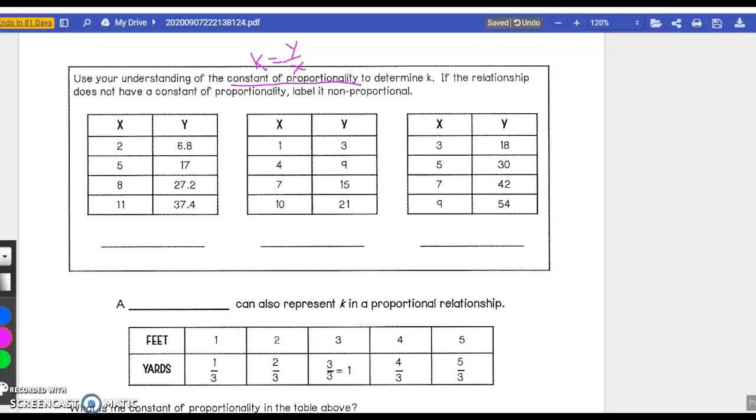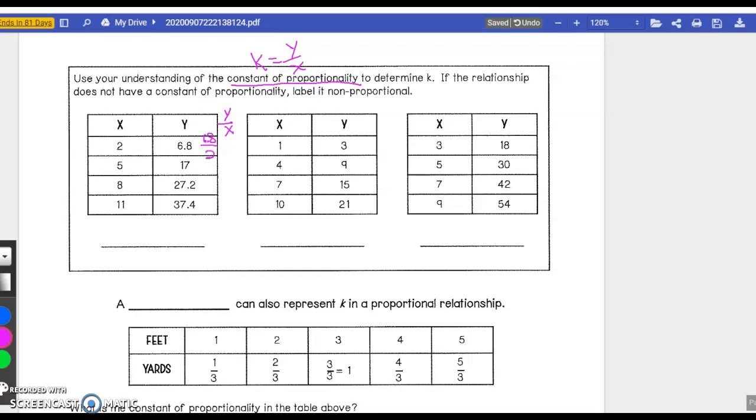Now here's the thing. With all of these tables, they have to have the constant. Remember that constant means it's the same. The ratio of y to x must be the same for each one of these values. If even one of them is different, there's nothing wrong with that. It's just not proportional. So what we're going to do for all of these is go y divided by x and see what we get.